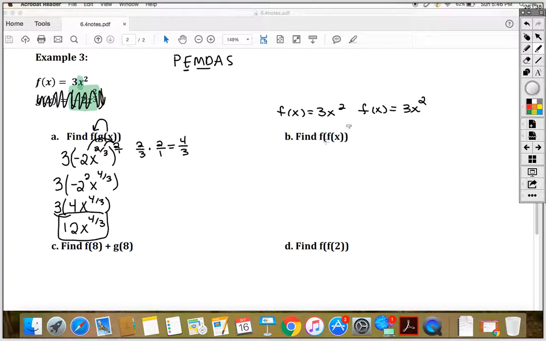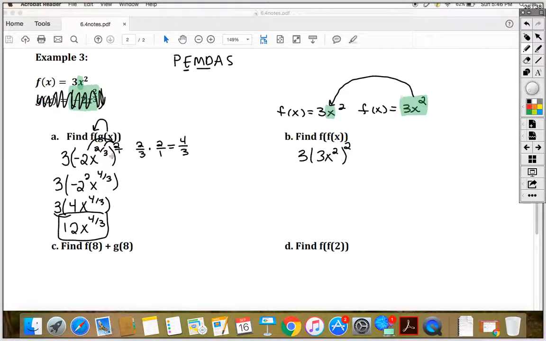Okay, they want me to plug the f of x equation, which is 3x squared, into x right here. So this is going to replace x. So I'm going to have my 3. I'm going to take x out, plug in 3x squared. All of this went in for x, so I still have this power of 2 outside of my parentheses.